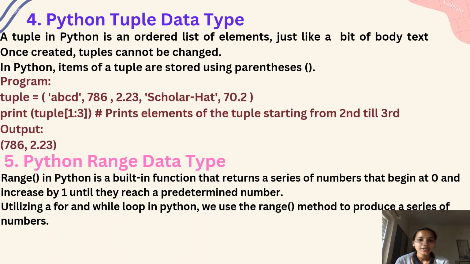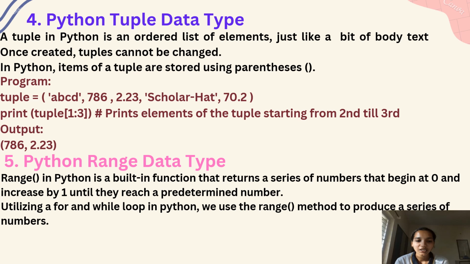Fourth, tuple data type. A tuple in Python is an ordered list of elements. Once created, tuples cannot be changed. In Python, items of a tuple are stored using parentheses. Program: tuple = abcd, 786, 2.23, scholar hat, 70.2. Print tuple[1:3] prints elements of the tuple starting from the second till the third. Output: 786, 2.23.